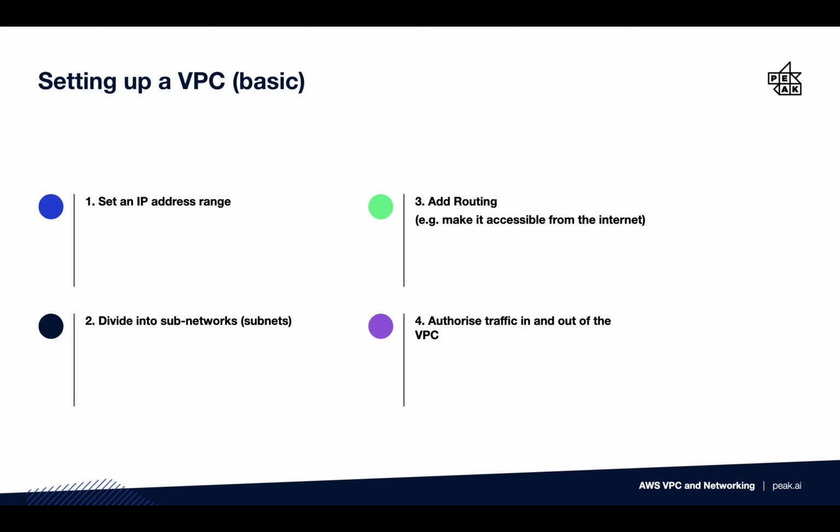Four of the main kind of tasks that you start off with, generalized really to keep it quite simple, high level. You would set up an IP address range. You divide that into subnets. You'd add routing, for example, making it accessible from the internet. And you'd authorize traffic in and out of the VPC where required.